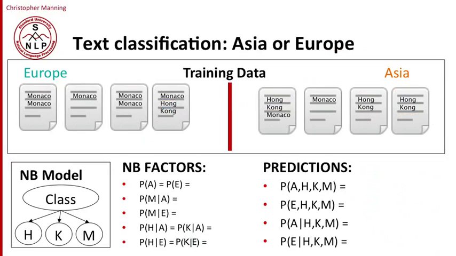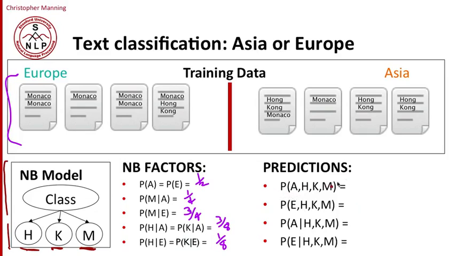So in this example, everything in the naive Bayes factors is just the same as before. We have exactly the same training data that we're building a model from. But this time, at test time, we've got exactly the same naive Bayes model, but our document of interest has Hong Kong, Monaco, 1 time each. So what does that mean we get when we work through our naive Bayes model predictions?